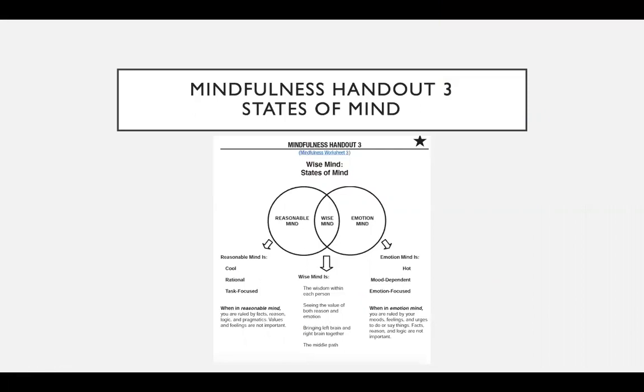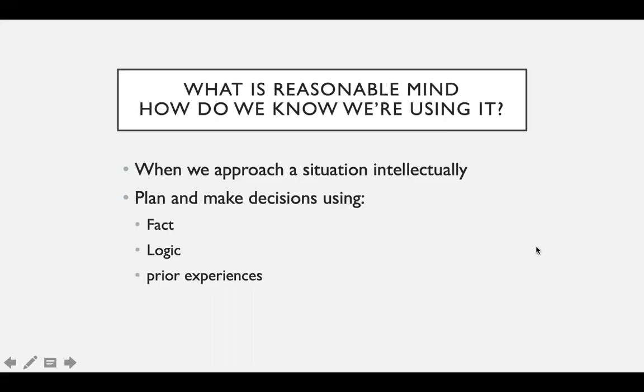So wise mind is this mindfulness practice of accessing one's inner wisdom. And when we enter this state of mind, we integrate these opposite other references of reasonable mind and emotion mind. On the sheet, you have an overview of what each of these sides looks like. So let's start with reasonable mind and work our way forward.